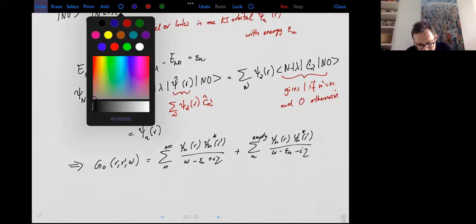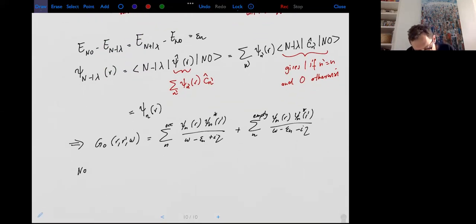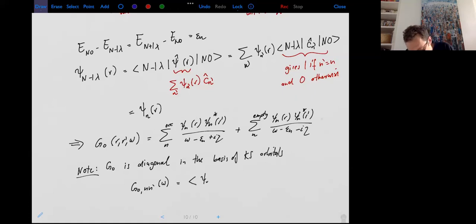Let me also note that G0, we'll use that next week, is diagonal in the basis of Kohn-Sham orbitals. Right. So if I project G0 into the space of Kohn-Sham orbitals, what I get is just a Kronecker delta and then plus or minus this infinitesimal. So I think that's pretty obvious.